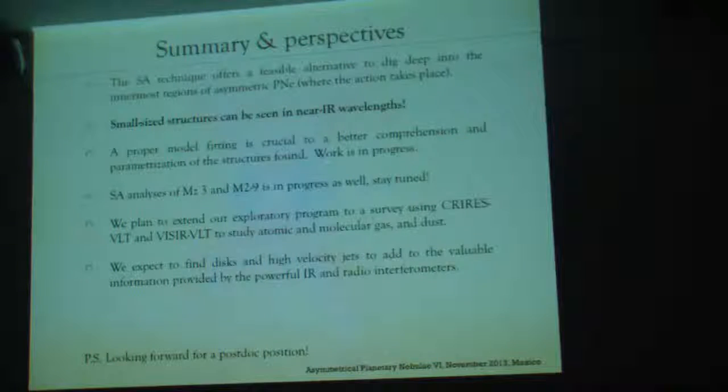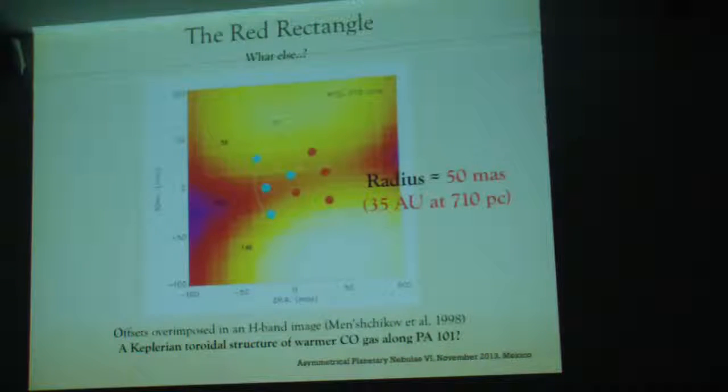I'm going to claim chairman's prerogative and ask two important questions. So can you go back to your previous slide? Continue. Yes. So now on a large scale, there's this CO structure. Is it redshifted on the west and blue-shifted on the east?